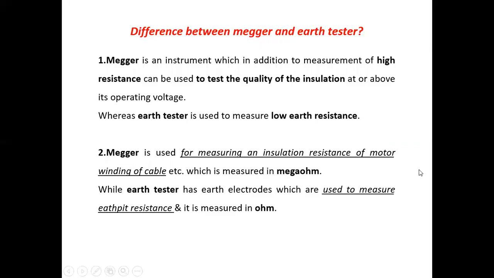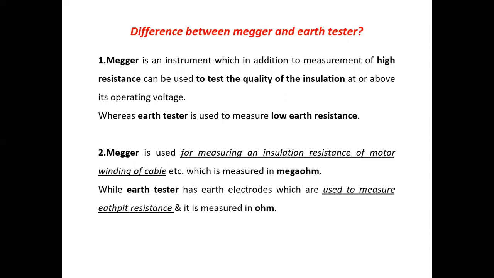What is the difference between the megger and the earth tester? The megger is an instrument used for measurement of high resistance, and it can be used to test the quality of the insulation at or above its operating voltage, whereas the earth tester is used to measure low earth resistance. That means the megger is used for measurement of high values of resistance, and the earth tester is used for low values of resistance.